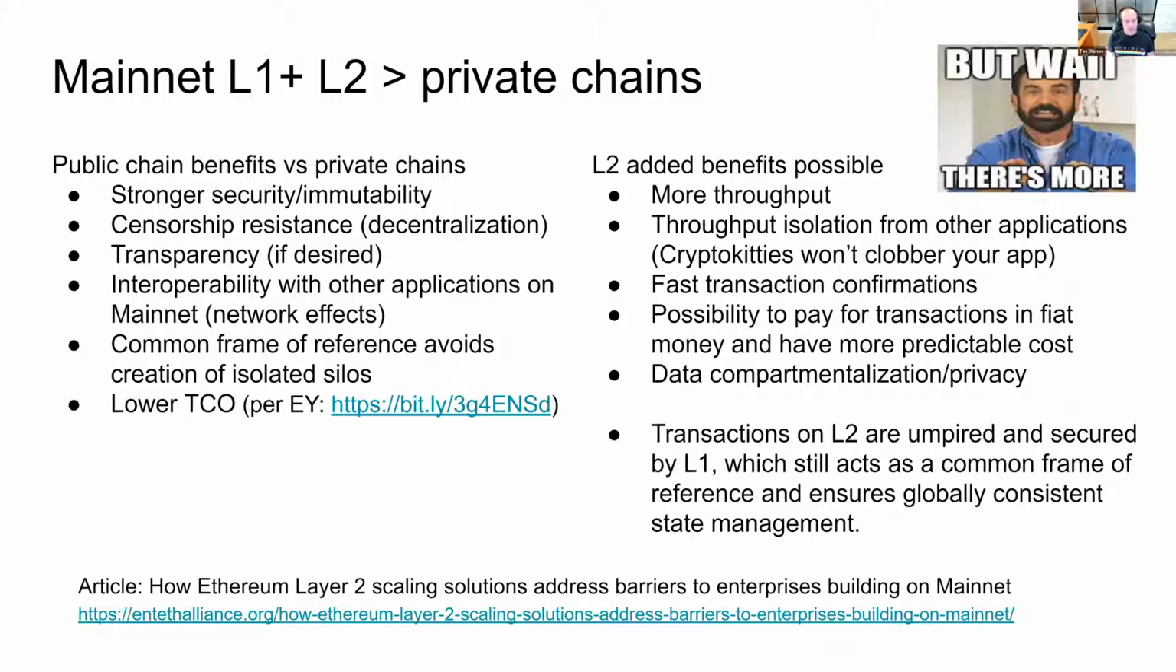But there are still some benefits to public chains. They have stronger security and immutability because of the fact that there are thousands of nodes operating them. There's censorship resistance because they're more decentralized. Transparency can be a pro or a con, but if you want transparency, public chains are an excellent way to achieve it. Interoperability with other applications on mainnet is an important one, so you can get the network effects.